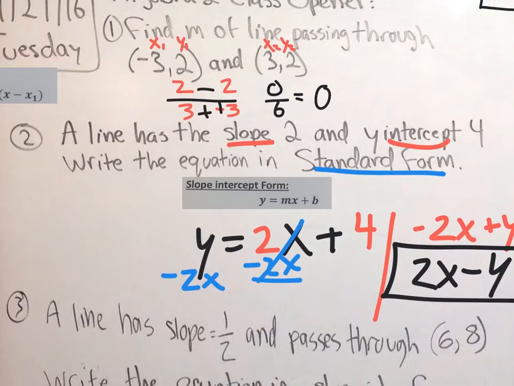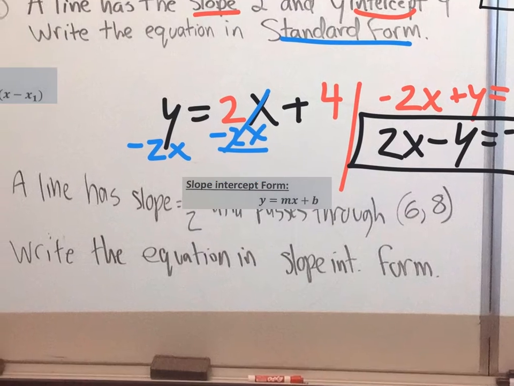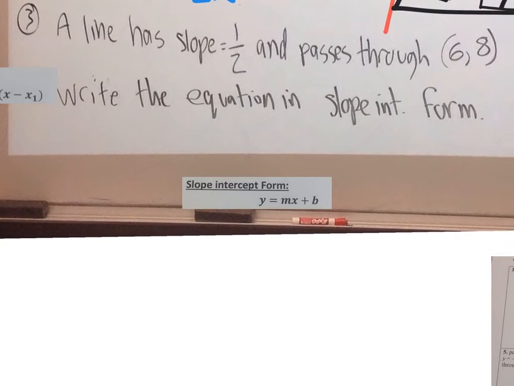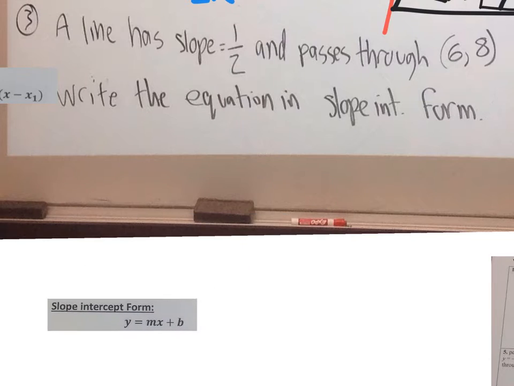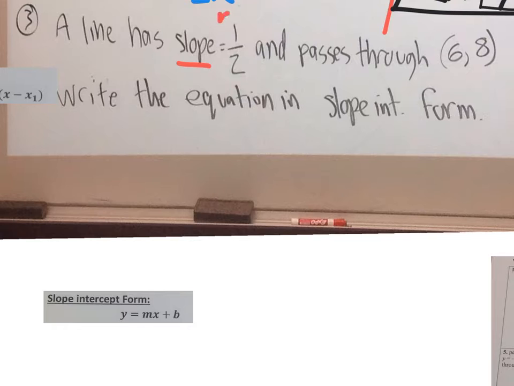So I hope that helps. Move on to the next one. The next one says that you have a slope of 1/2 and passes through the point (6, 8). It says write the equation in slope-intercept form. Okay, now what do they give us? They give us a slope, that's an m value, and they give us a coordinate, which is really an x and a y value. They give us a point.